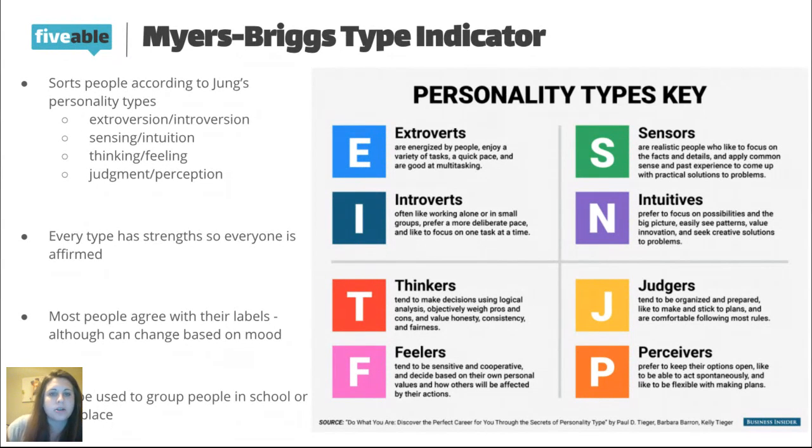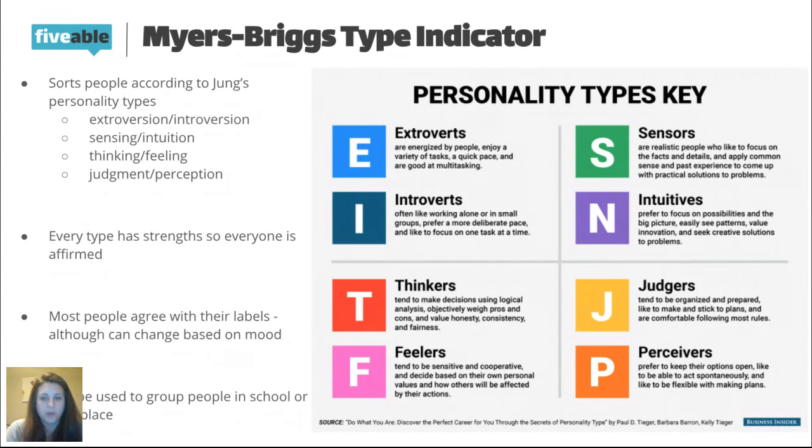What the Myers-Briggs does is basically try to sort people into these categories based on personality types. There's a spectrum, and you're either introvert or extrovert or somewhere in the middle. You're either a thinker or a feeler. You're a sensor or intuitive. You're a judger or a perceiver. If you look at these characteristics right now and read the descriptions, you probably have an idea in your own head where you fall. Like, oh, I'm more of a feeler. I'm sensitive and cooperative and things like that.